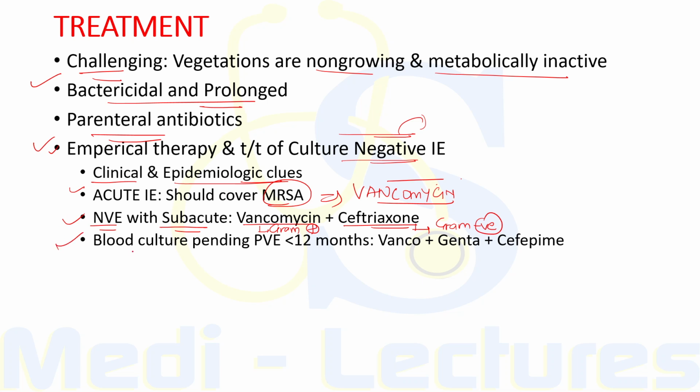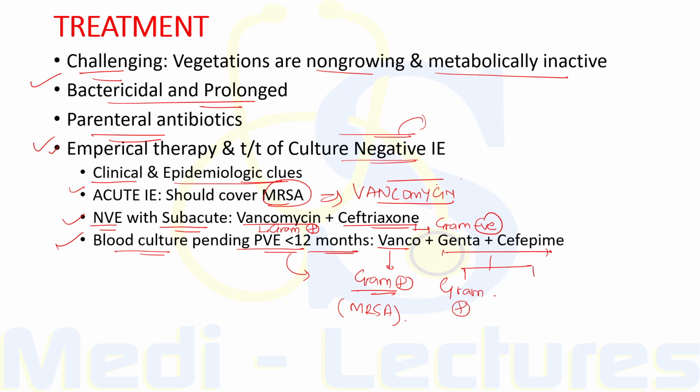For blood culture pending prosthetic valve endocarditis within 12 months of surgery, we will add vancomycin, which will give gram-positive coverage, also will cover MRSA. Along with this, we will add gentamicin and cefepime. These are broad spectrum antibiotics, having varying gram-positive and gram-negative coverage, including Pseudomonas. So this is the rationale behind using the three drugs.